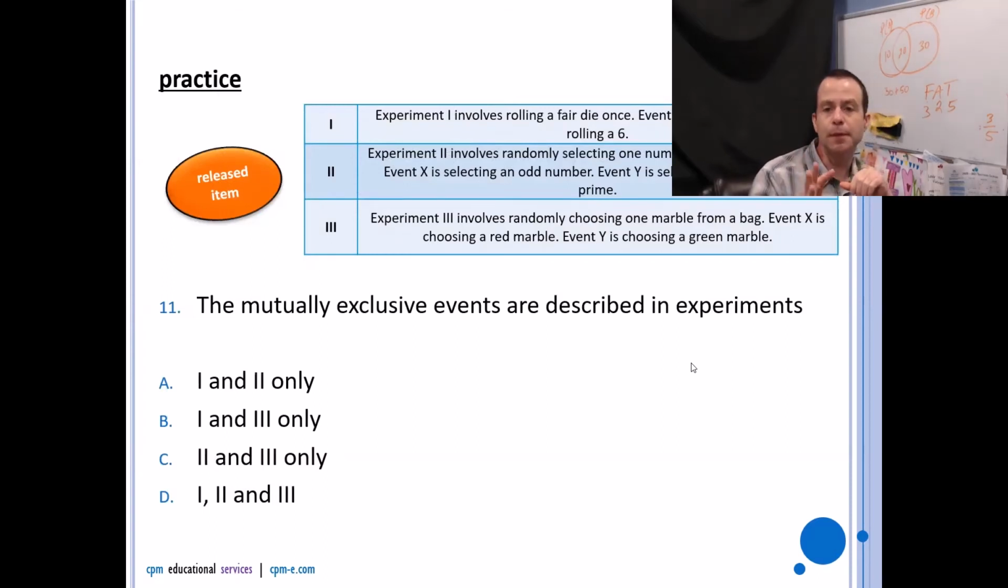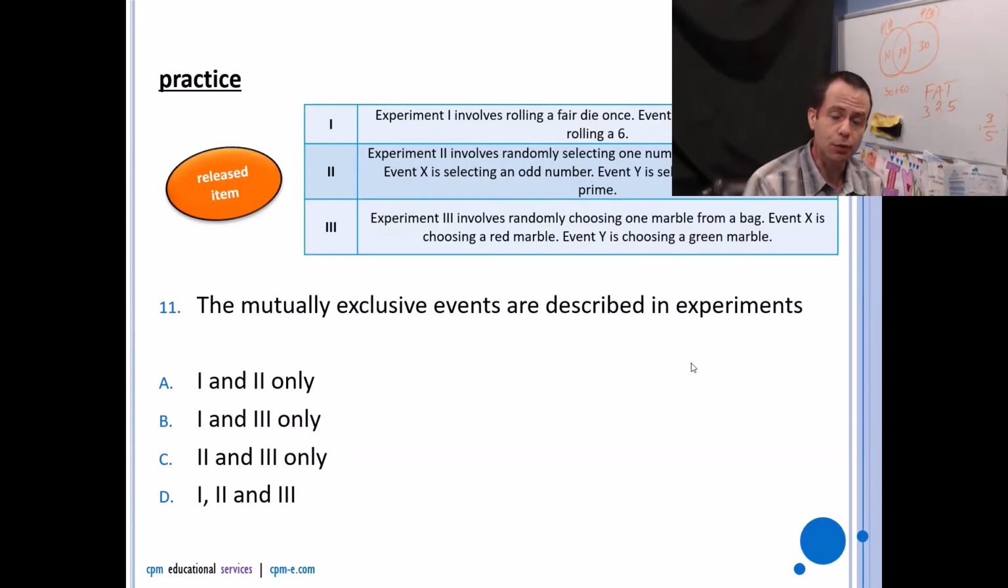Okay, so experiment 1 involves rolling a fair die. Event X is rolling a 2, and event Y is rolling a 6. Can I take one die and roll a 2 and a 6 at the same time? And the answer to that is no. So they are mutually exclusive. They cannot happen at the same time. Therefore, there's no overlapping region there.